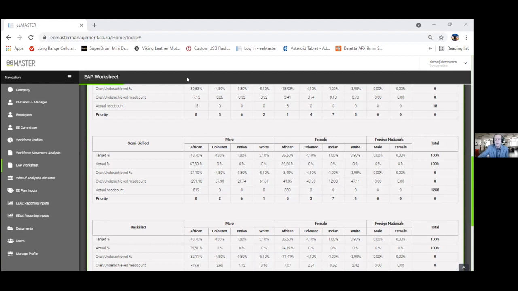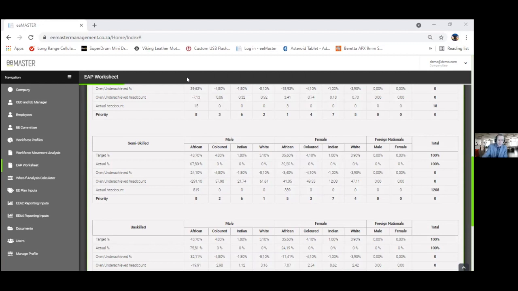And you go and employ a colored male as an example, which is priority number 2. The department will say that's better than employing an African male. But did you consider white male? Because the white male is priority number 1, being the lowest under and or the highest underachieved. Sorry. Okay, so you get my drift.